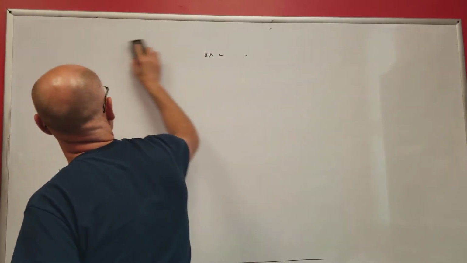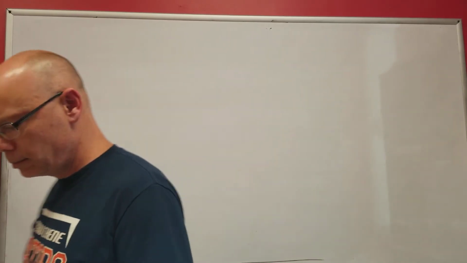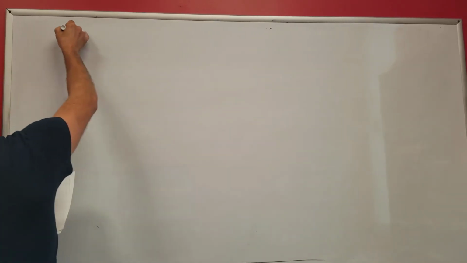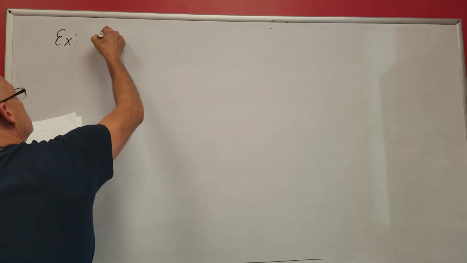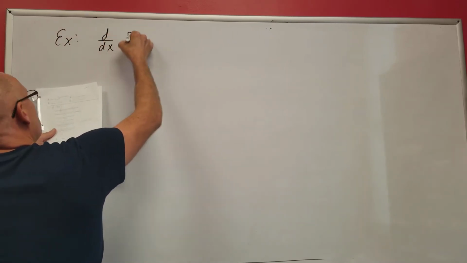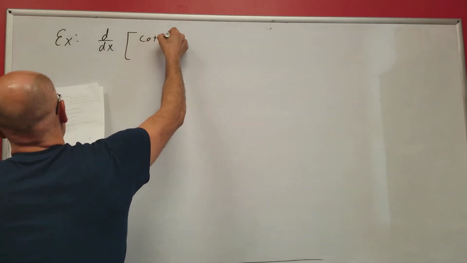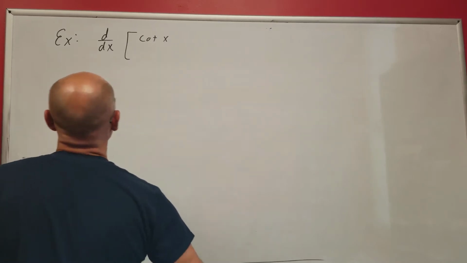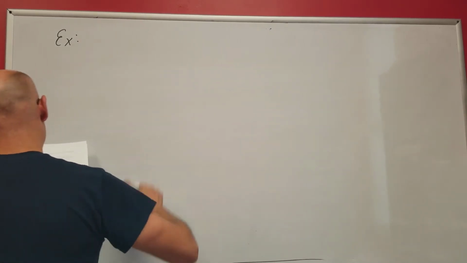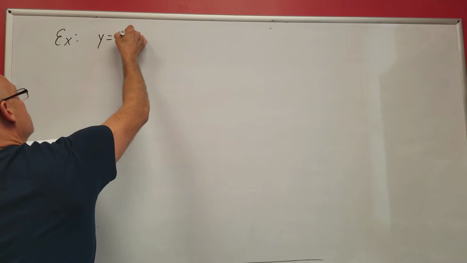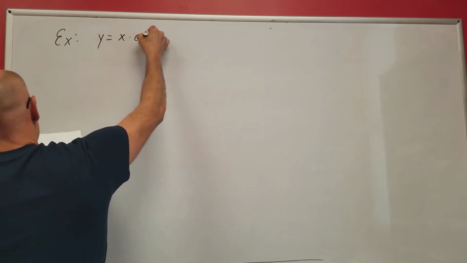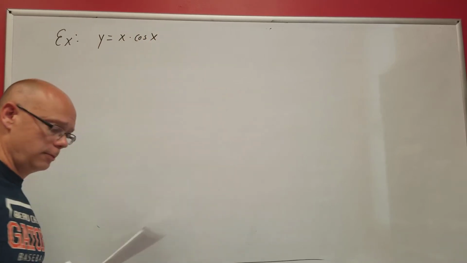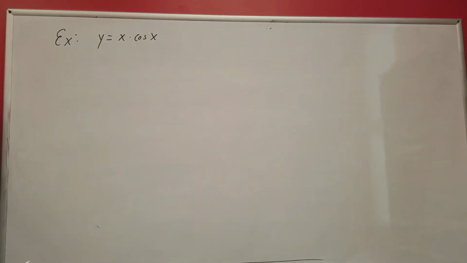All right, so we're going to use this stuff. Suppose that we're looking at the handout and we come across the first one. First example, we have d over dx of cotangent of x. Oh no, that's not the first one. First one is this. Find dy over dx if y is equal to x times the cosine of x.